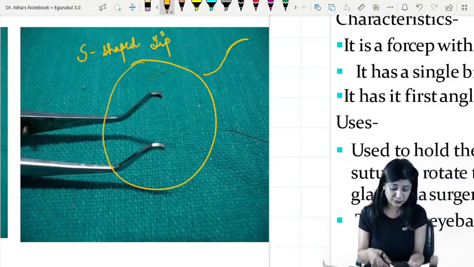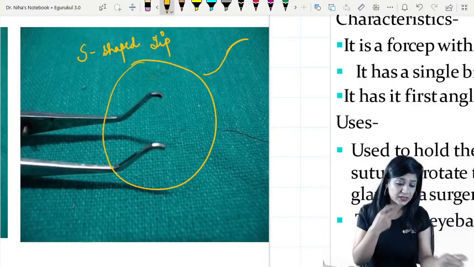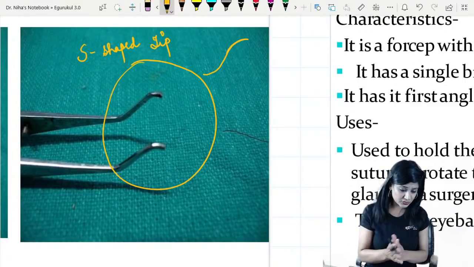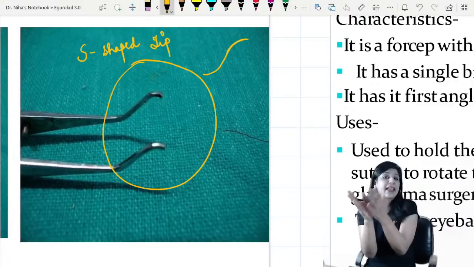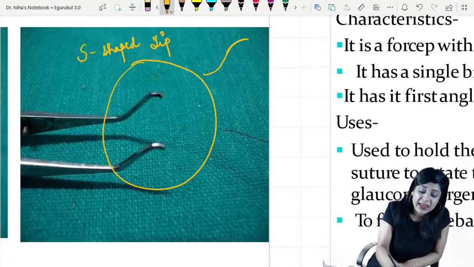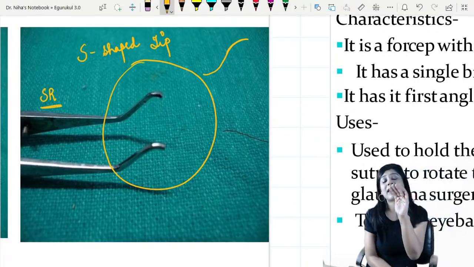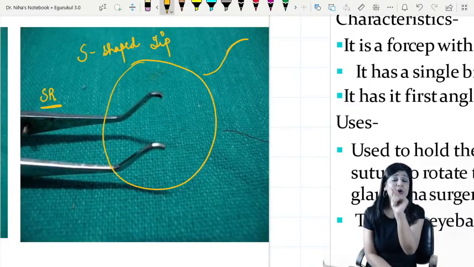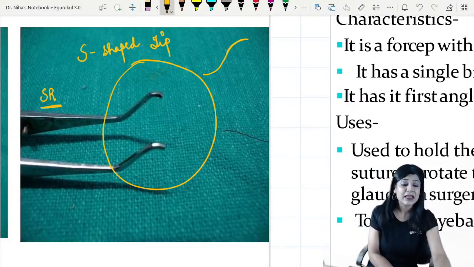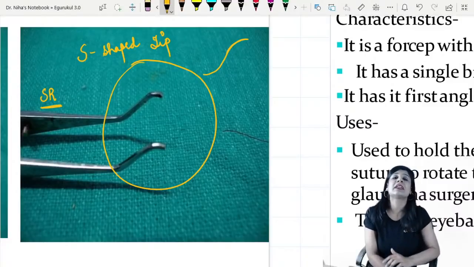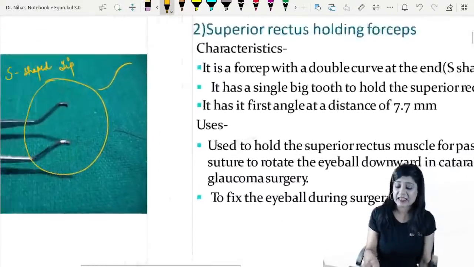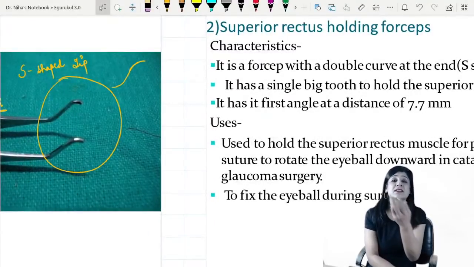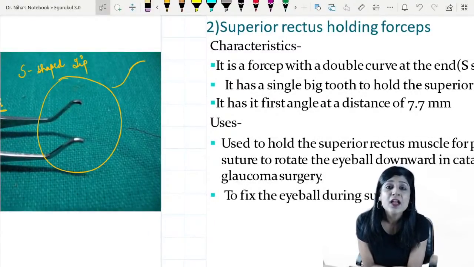Then what is the name of this forceps? Vaibhav, Pooja, Prasant, Gurjar, anybody who can tell me what is the name of this? So S for S, you have to remember, this is the superior rectus holding forceps, because the superior rectus you have to hold in a curvy linear fashion. That is why the tip is given in the S-shaped manner. So basically this is a superior rectus holding forceps.